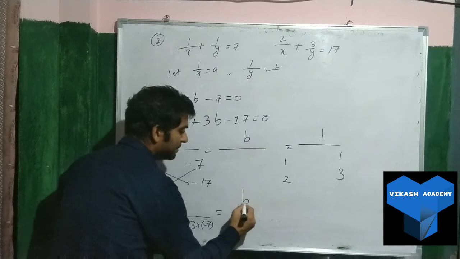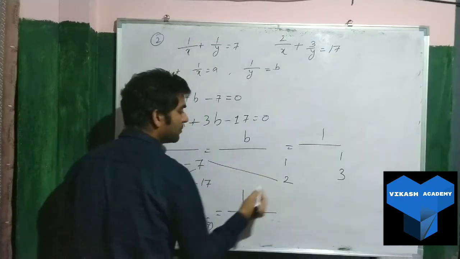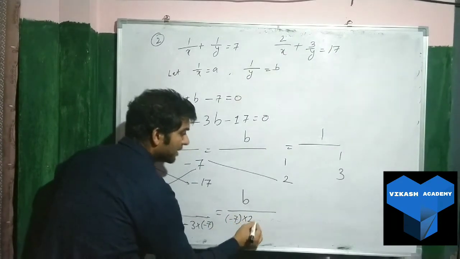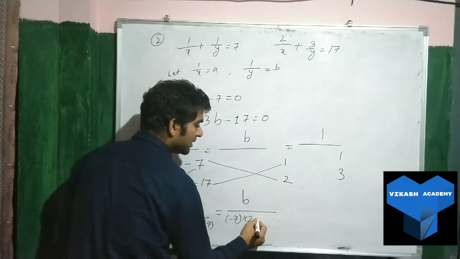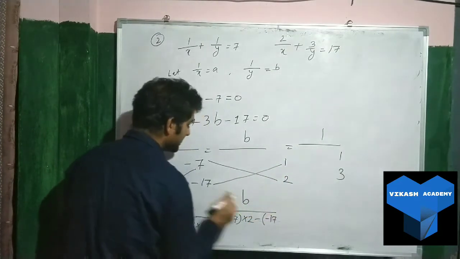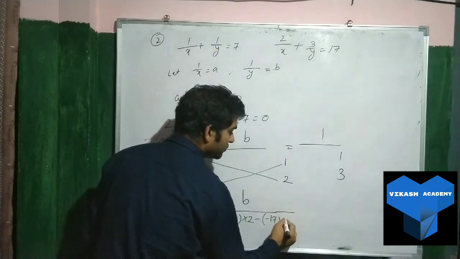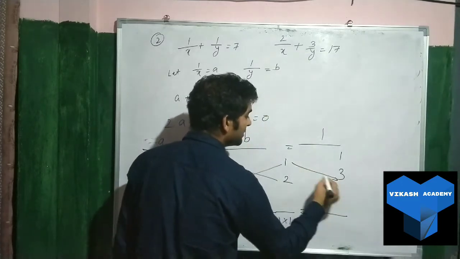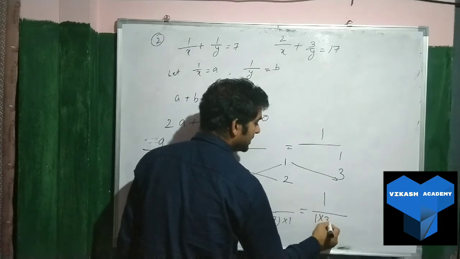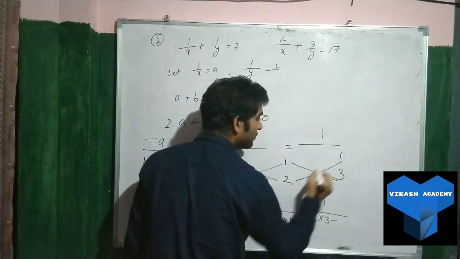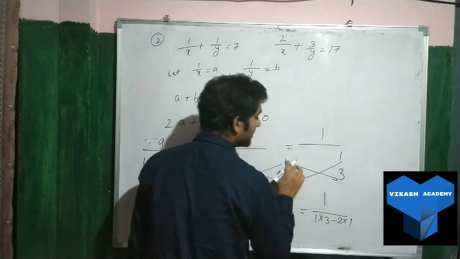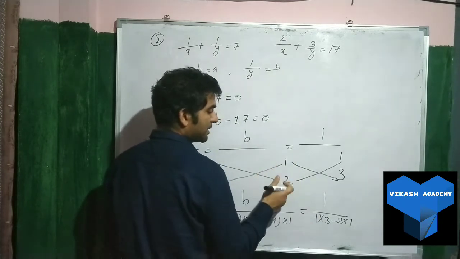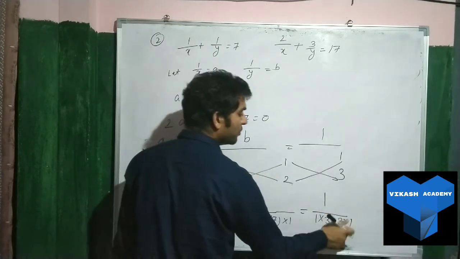Then equal, B will be B by, from this side, no need to worry about the sign, write the same thing, minus 7 into 2. But when you go from down to up, you write minus 1, then minus 17 into 1. Into 1 equal, then 1 into 3 remains 3. Then for this one, first put the minus sign and 2 into 1. So remember, if you go downside, no need to worry about the sign, write whatever is there. But for this one, we put minus, then write 2 into 1.